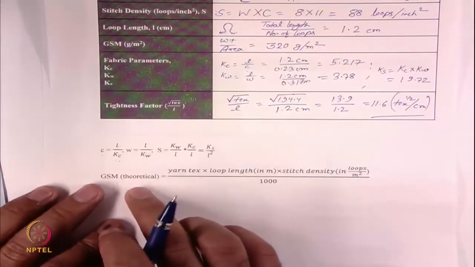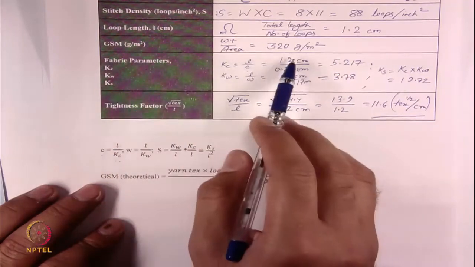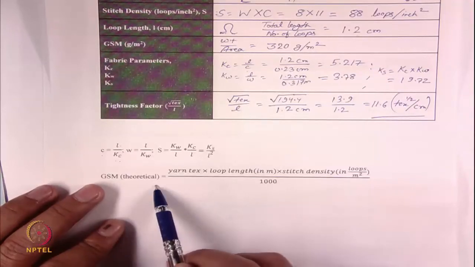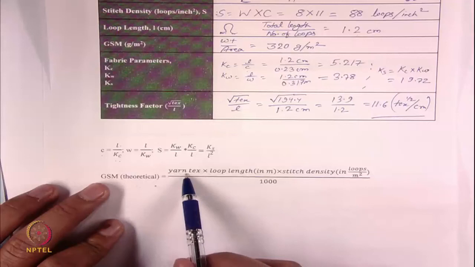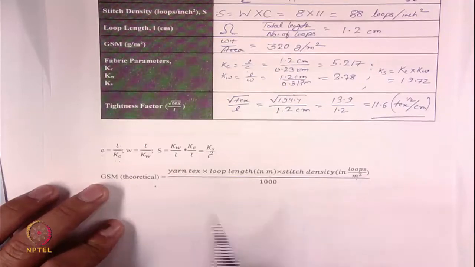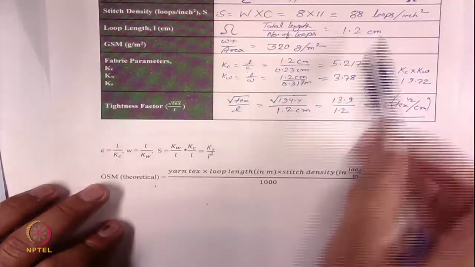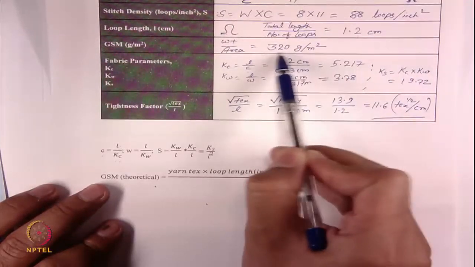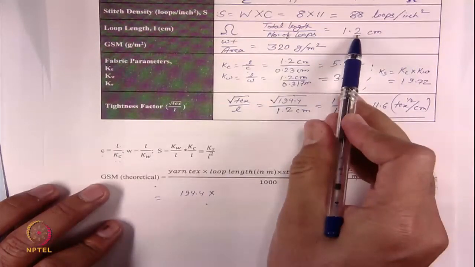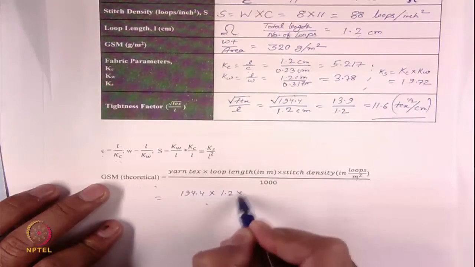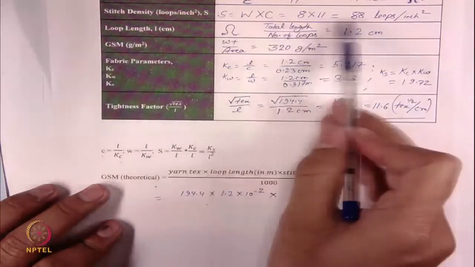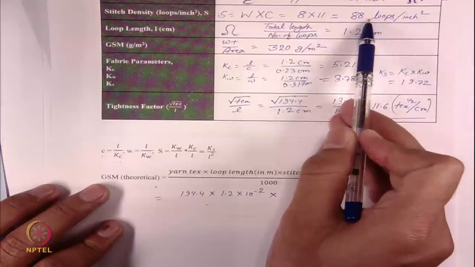So, for example, GSM theoretical. We have already calculated GSM as 320 gram per meter square. That GSM you can also calculate theoretically by using yarn tex, loop length in meter, and stitch density in loops per meter square, divided by 1000. So, let us try to calculate this and see if we reach around 320. Yarn tex is 194.4, loop length is 1.2 centimeter, so 1.2 into 10 raised to the power minus 2, into stitch density. Stitch density we have already calculated as 88 loops per inch square.